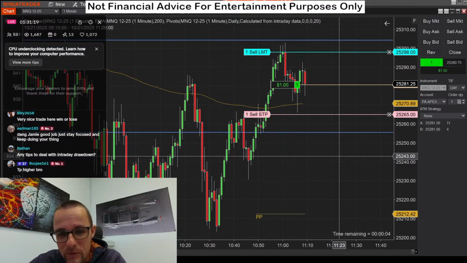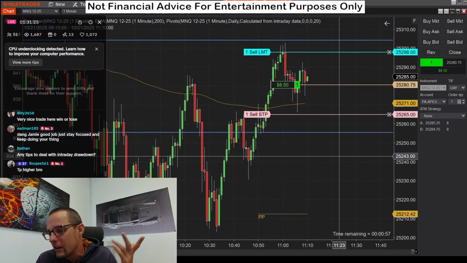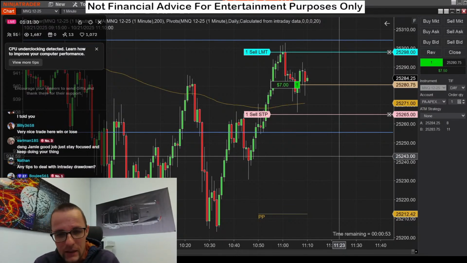Base hits add up. If you can take base hits, that's all I can ask for. If it ends up ripping and going higher, it is what it is. Because if I try to hold it the next time, it's going to stop me out like it did on that first trade.